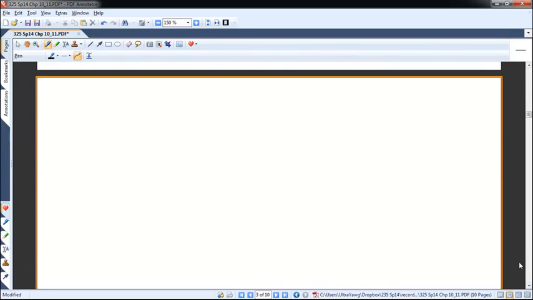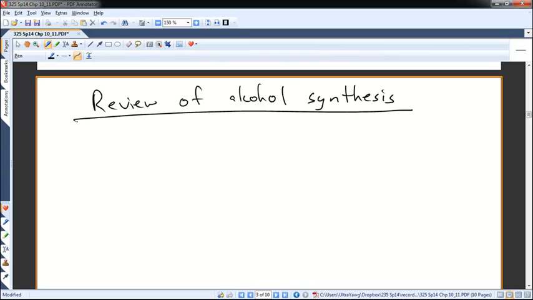All right, let's do a quick review of how we can make alcohols. So alcohol synthesis, right? So we know 3 ways. I'm going to go ahead and pause the video real quick right now. Try and think of those 3 ways. They're addition reactions from Chapter 8.